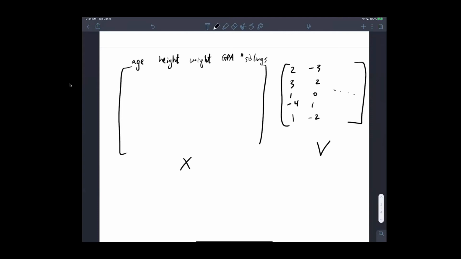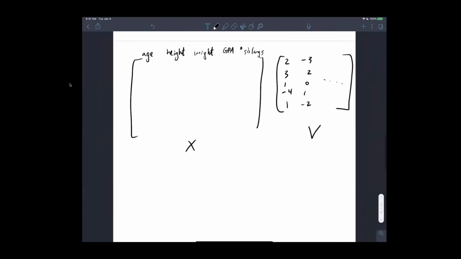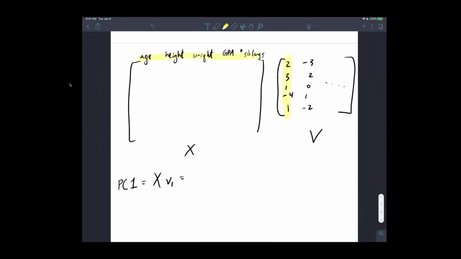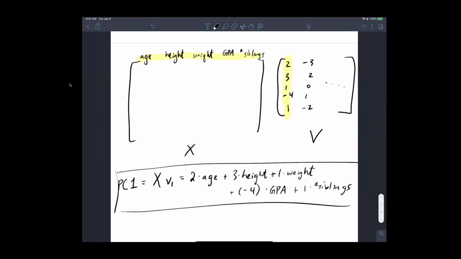The first principal component of my data is the first column of this matrix multiplication. But the first column of this matrix multiplication is just the result of multiplying my design matrix X with the first column of V. And the result I get is the dot product of the first column of V and my features. So I get like 2 times age plus 3 times height plus 1 times weight plus minus 4 times GPA plus 1 times the number of siblings. And this is all a principal component is. It's a linear combination of the features in my design matrix.